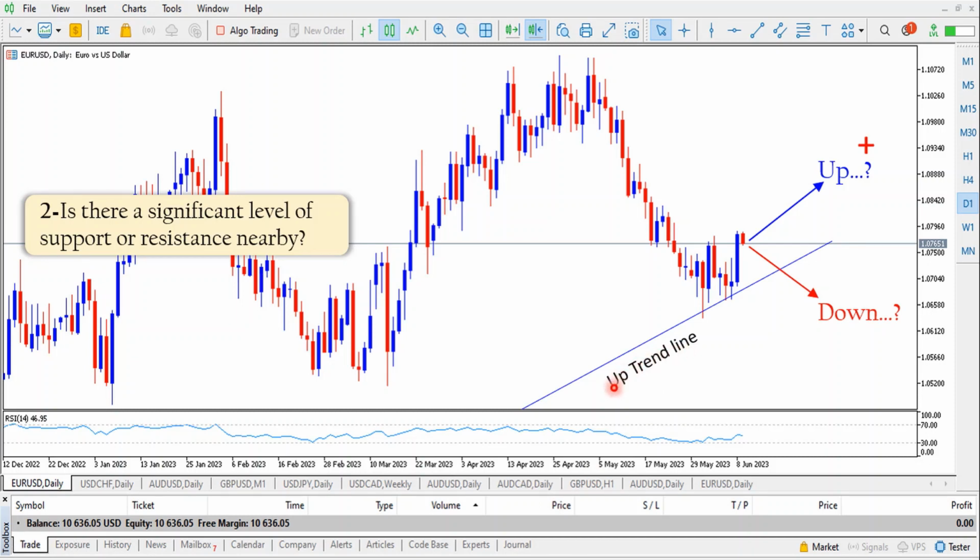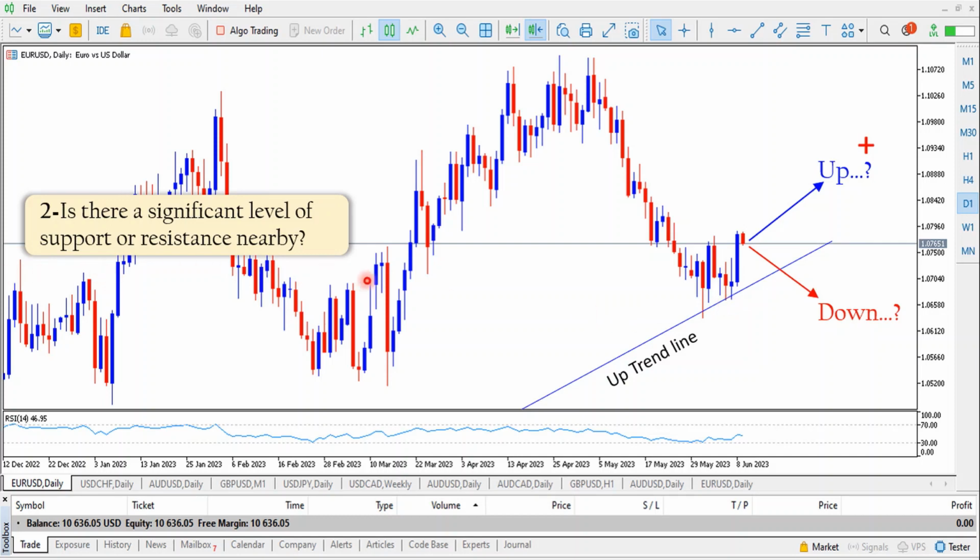So here you see the uptrend. This trend also has acted as a support here, because when the price reached this uptrend, it bounced back to the upside. So it means that this uptrend acted as a support for us. But I will look for another closest support level as well.